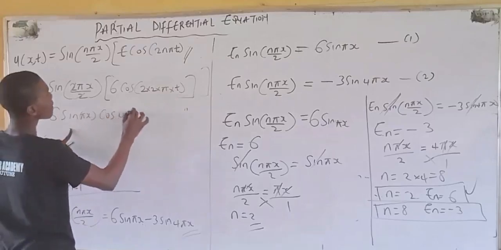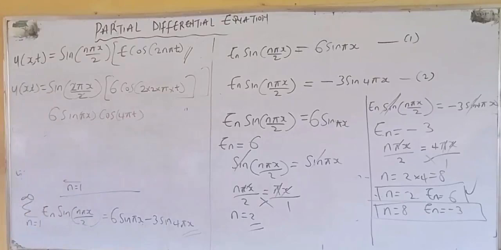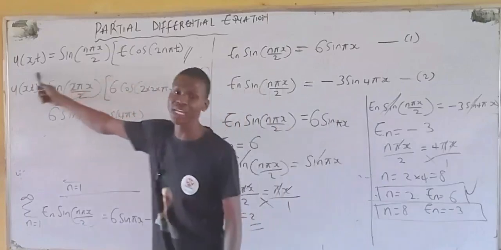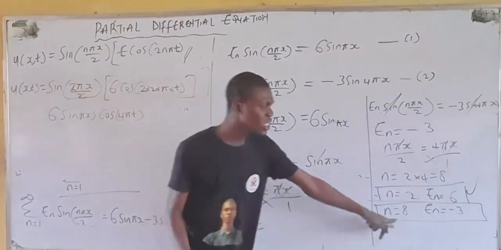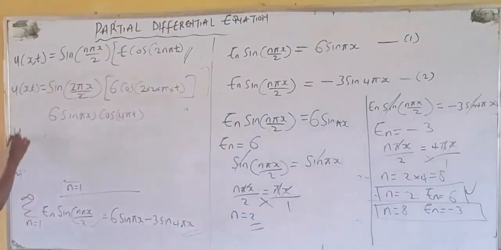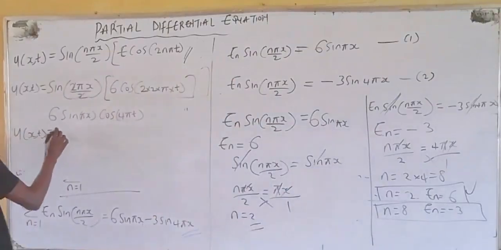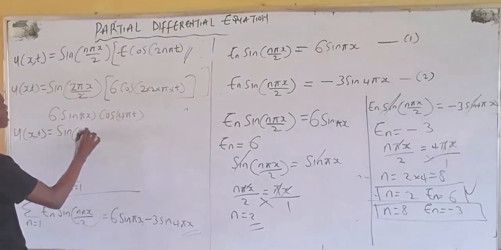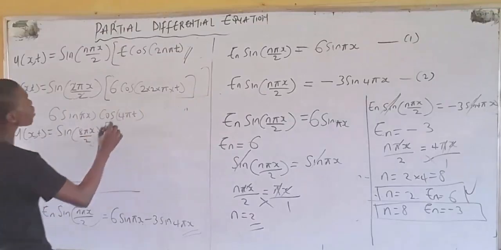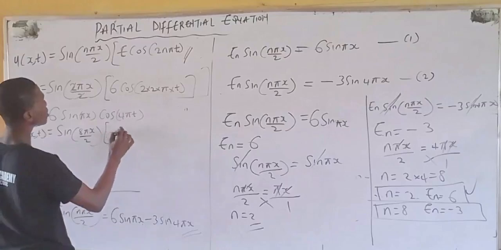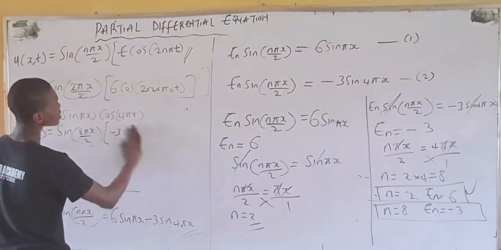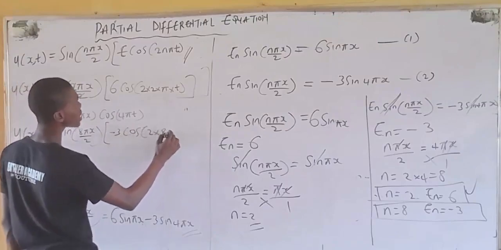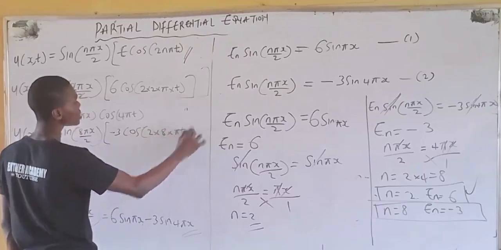Cos 4 pi t. Any question? When n equals 2, e subscript n equals 6. That's what we substitute into this general equation. Then we got this. Using the second one too, what do we have? Meaning I'm having u as a function of x and t equal to what? Sine all into bracket 8 pi x over 2 multiplying what? What's E? Negative 3, right? Cos all into bracket 2 times, what's n? 8. 2 times 8 times pi multiplying t, right?